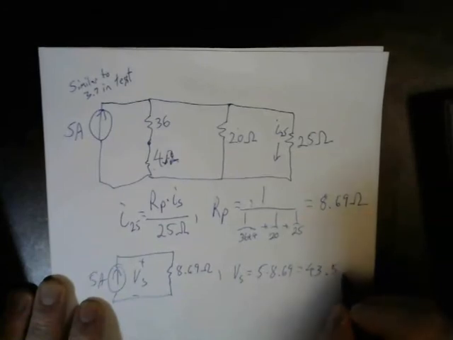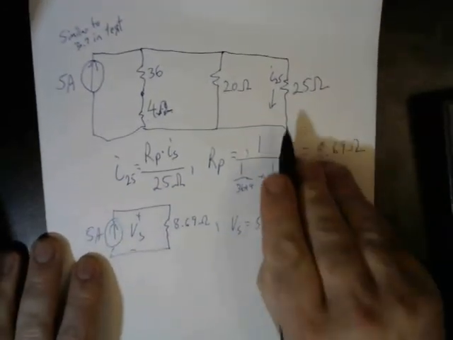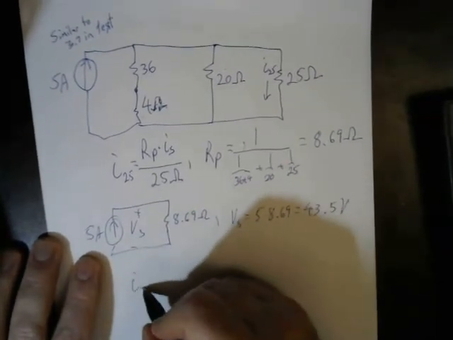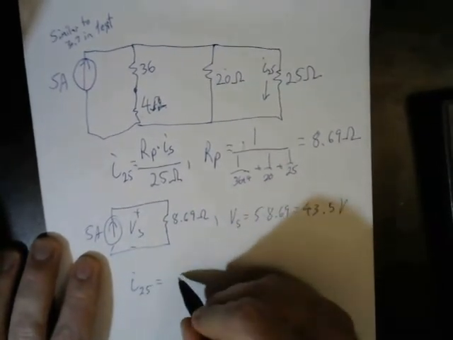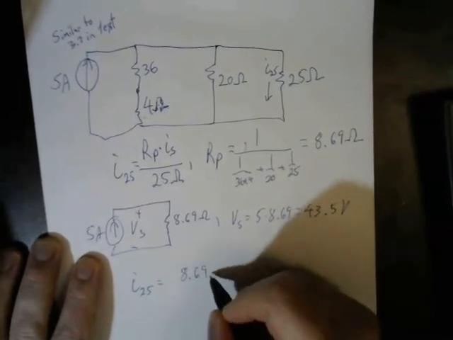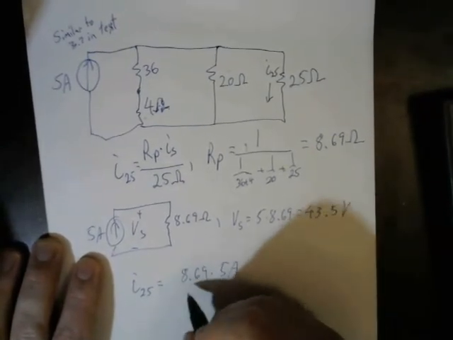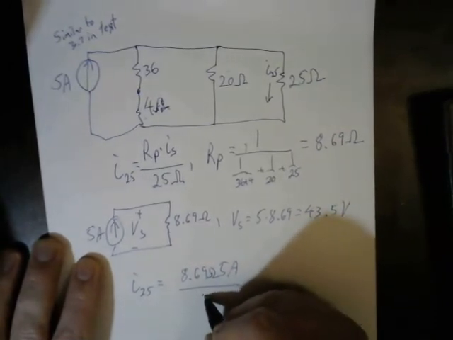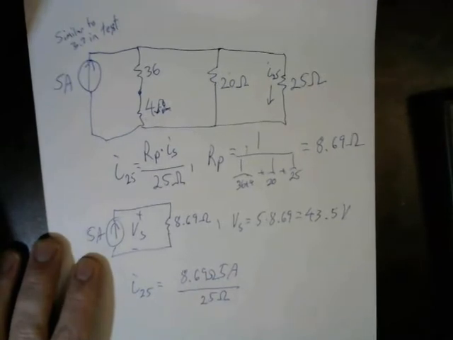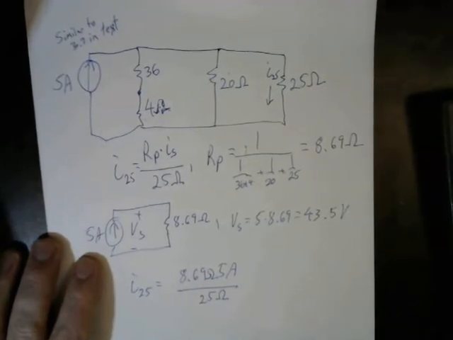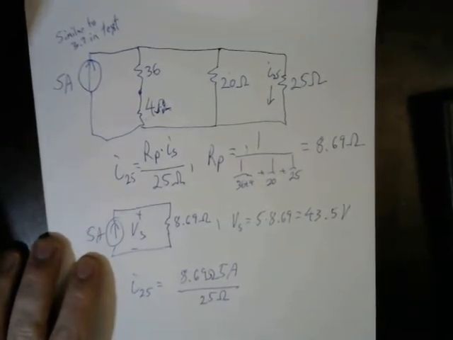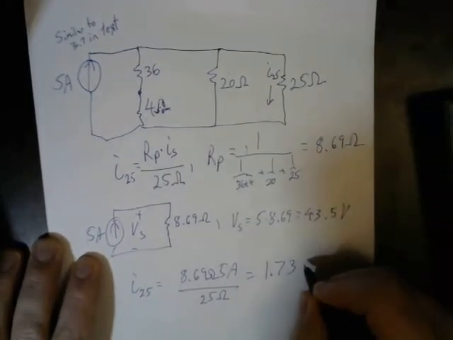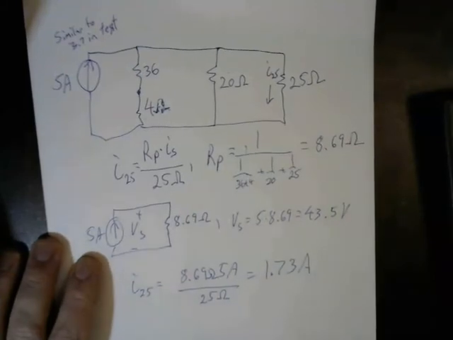We'll just say 5 amps. But I wasn't looking for that. I'm only looking for that current. So can I go right into this formula? Sure. I25 equals 8.69 times 5 amps over 25 ohms. 1.73 amps is what I get as an answer.